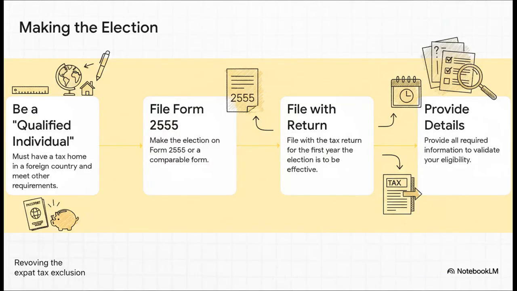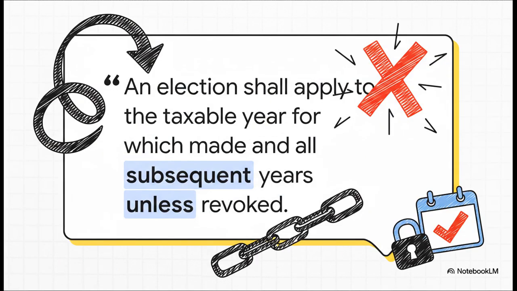Now, the process for making this election seems pretty straightforward, but you better believe the IRS is incredibly strict about it. You've got to be a qualified individual. You file a Form 2555, but here's the part that trips people up. Right from Treasury Regulation 1.911-7, you must file it with the tax return for the very first year you want the exclusion to apply. And this is the heart of the matter, taken straight from the code itself. Once you make this election, it is sticky. It's like flipping a switch that stays on. It automatically applies to that year and every single year after that, unless, and this is a big unless, you deliberately take an action to revoke it.